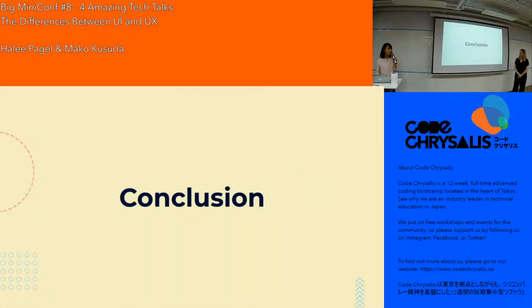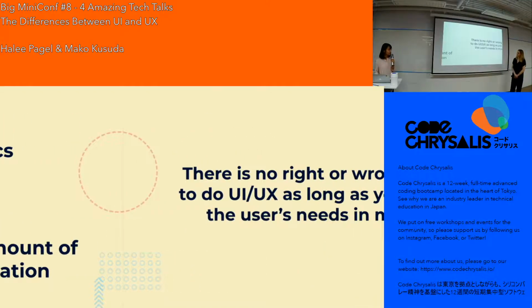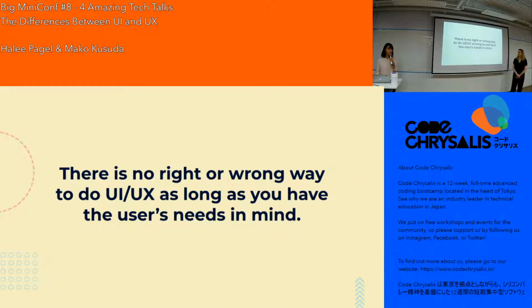Yes. In concluding our tech talk, websites from Japan and the US have the following differences: color usage, size of graphics, page layout, and amount of information in one page. If culture is different, there are own characteristics of websites. Just translating content and using the same interface design might not work well. There is no right or wrong way to do UI UX as long as you have the user's needs in mind.